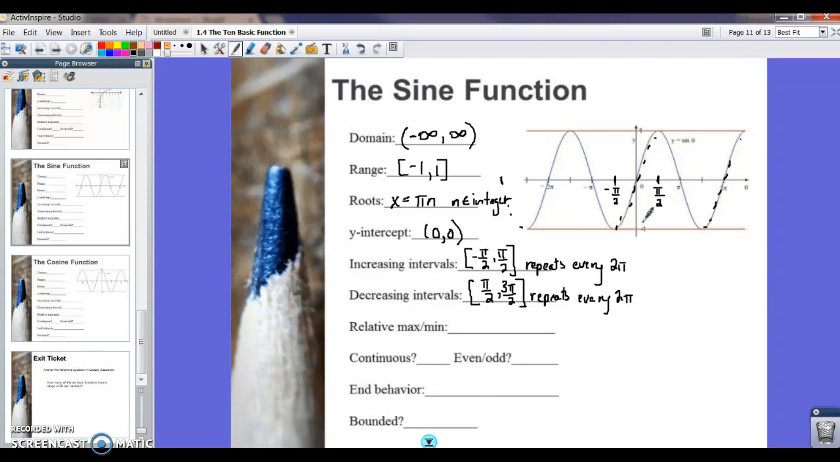The max is always occurring here at pi/2. And if it's at pi/2, then it would occur again 2 pi later, and then again 2 pi later. So we'll say that the max is at pi/2 every 2 pi. So every cycle of 2 pi. And then the min is at 3 pi/2 and every 2 pi after that.